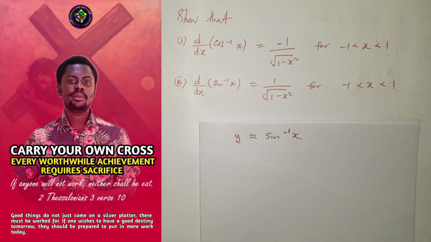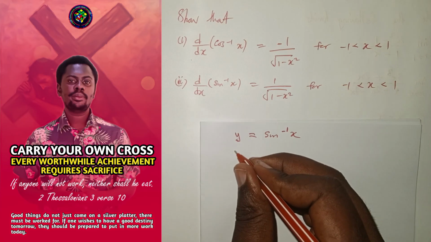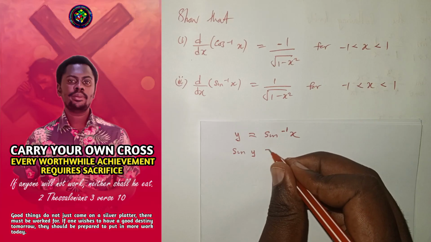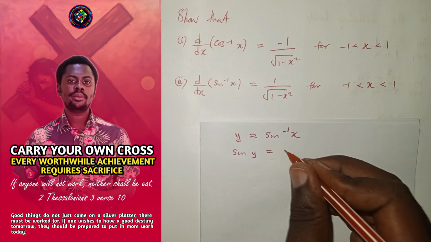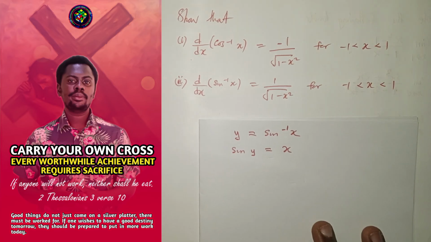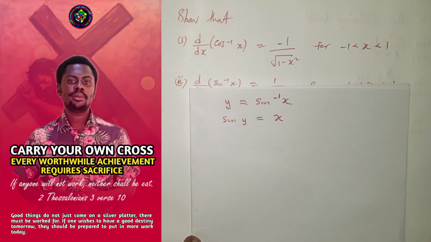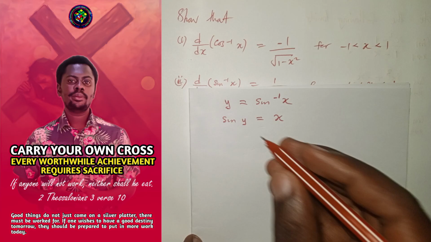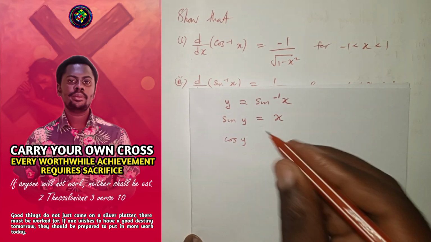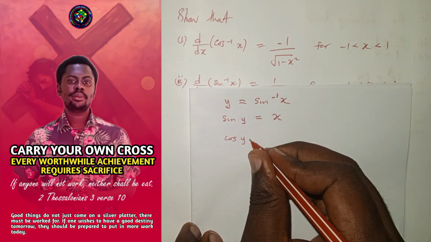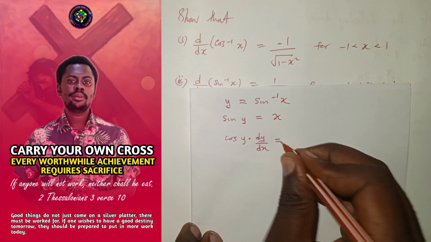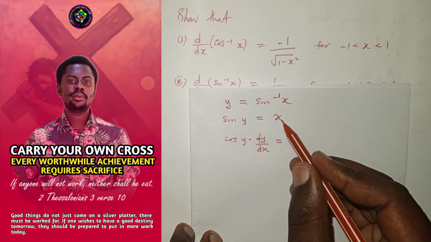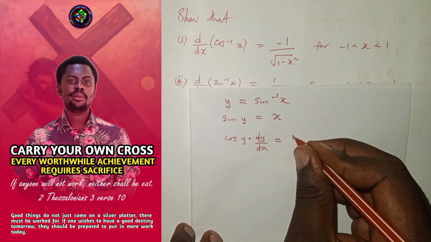So we introduce sine to both sides of the equation. So we are going to have sine y is equal to, here sine and sine inverse will cancel out, so we are going to have x. Sine y is equal to x. Then we differentiate. So derivative of sine y is cos y. Now, since this is not in terms of x, we are going to multiply with the dy dx is equal to derivative of x with respect to x, which is 1.